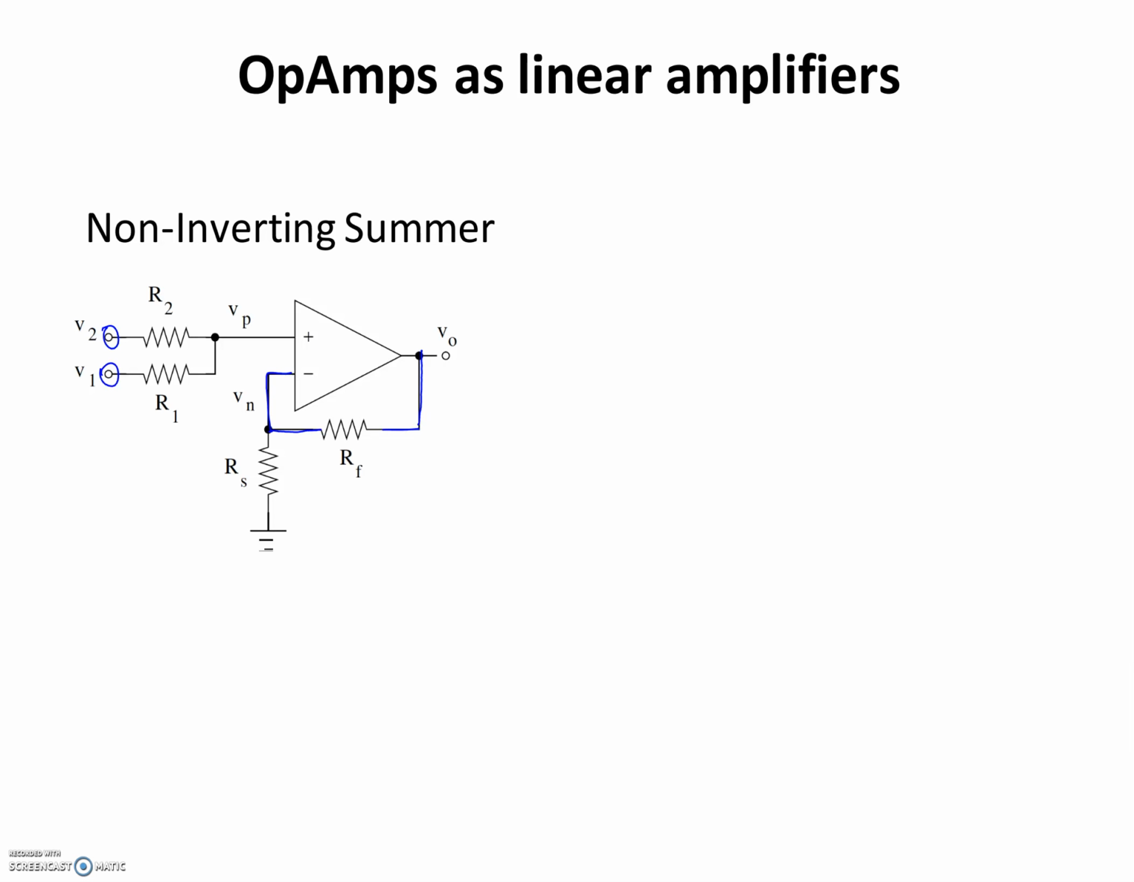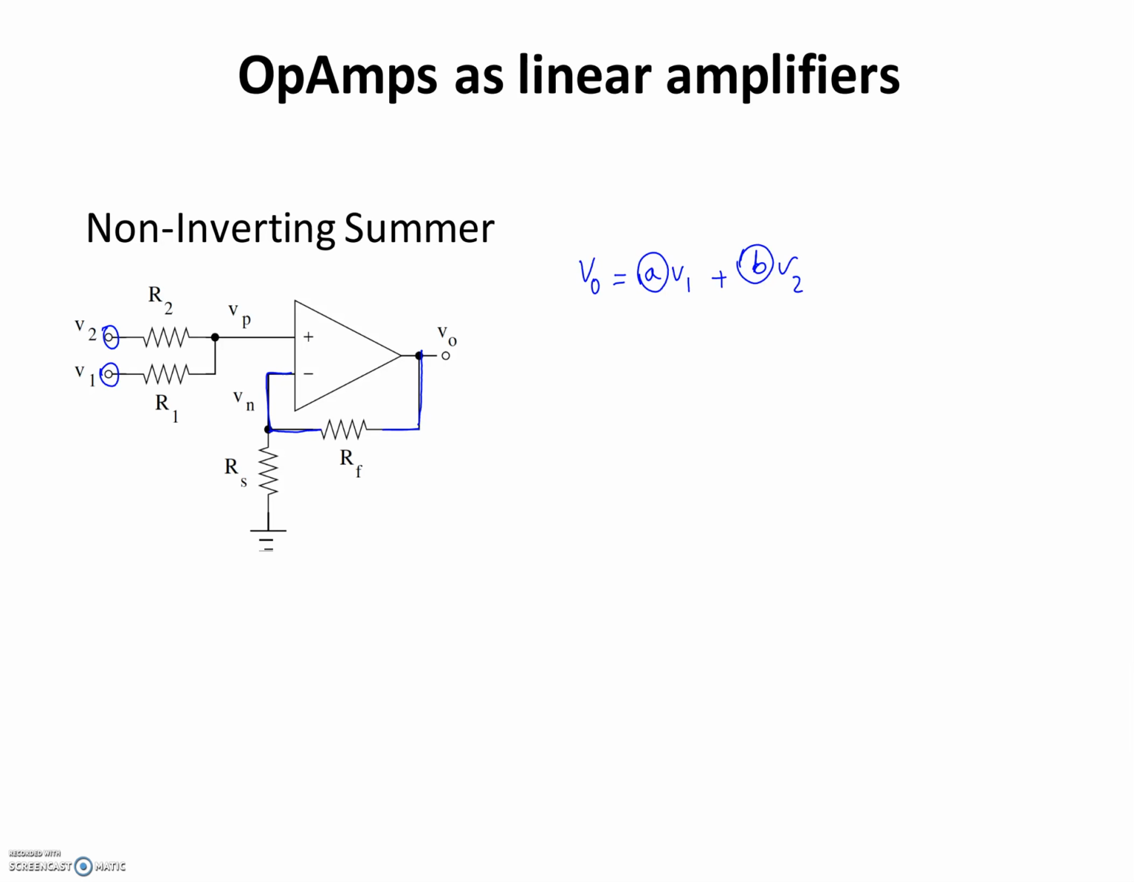So I'm looking for an expression like this: Vout is related to A times V1 and B times V2. These are coefficients that I'm going to determine by solving this op-amp circuit. So the output is linearly related to voltage source 1 and voltage source 2. I want to figure out what these coefficients A and B are.